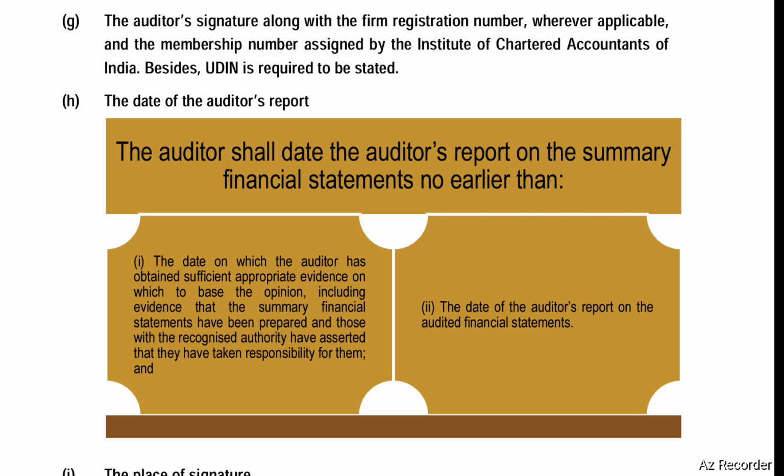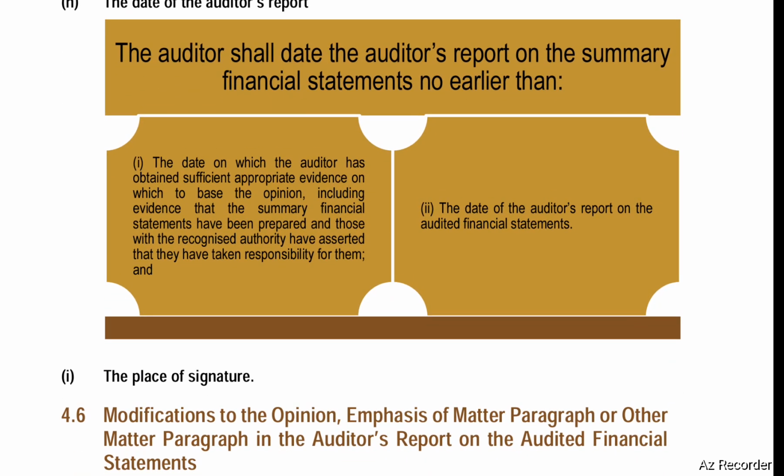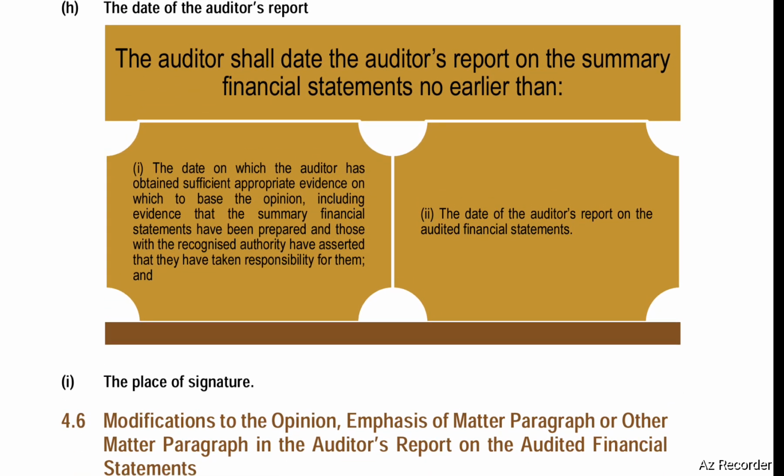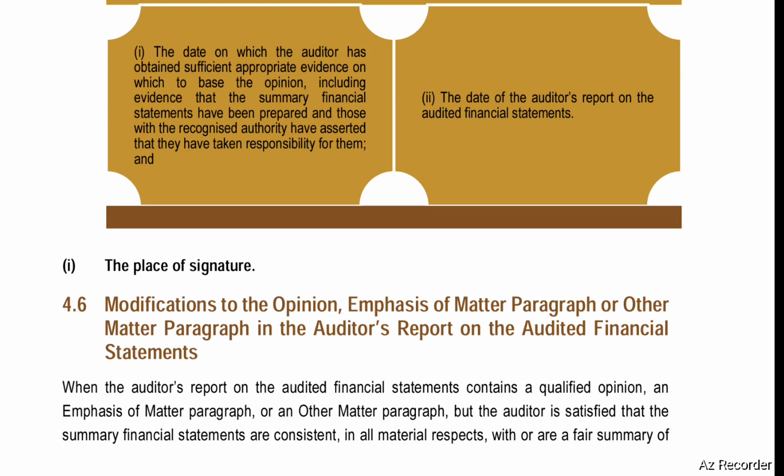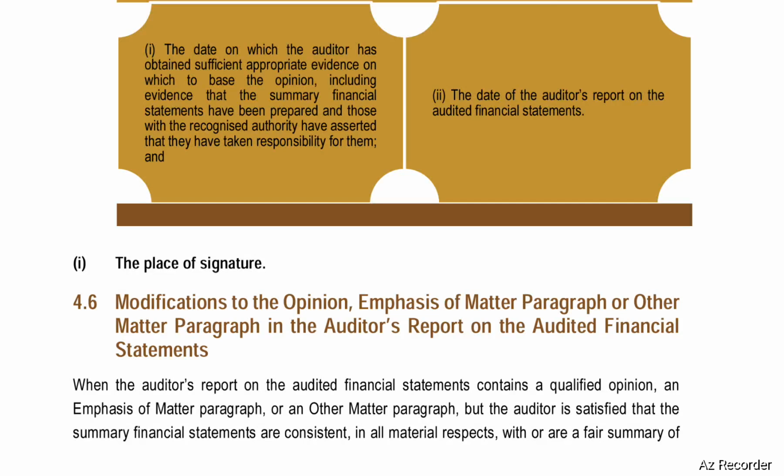The date of the auditor's report. The auditor shall date the auditor's report on the summary financial statements no earlier than the date on which the auditor has obtained sufficient appropriate evidence on which to base the opinion, including evidence that the summary financial statements have been prepared and that those with the recognized authority have asserted that they have taken responsibility for them, and the date of the auditor's report on the audited financial statements.